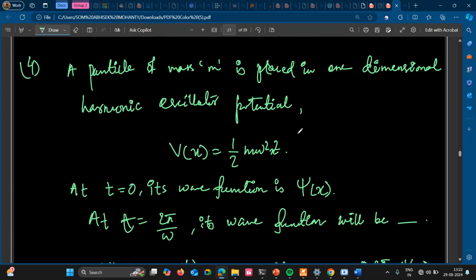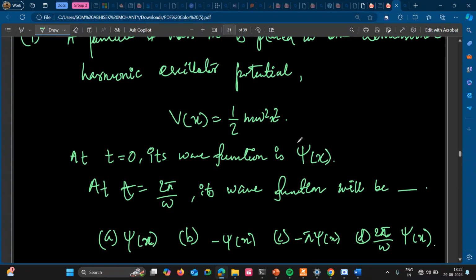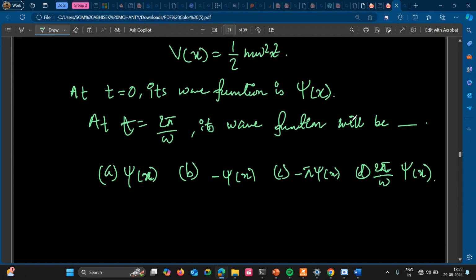A particle of mass m is placed in a one-dimensional harmonic oscillator potential V of x is equal to half m omega square x square. At t is equal to 0, its wave function is psi x. At t is equal to 2 pi by omega, its wave function will be what? Nice question. Okay, let me do this one.